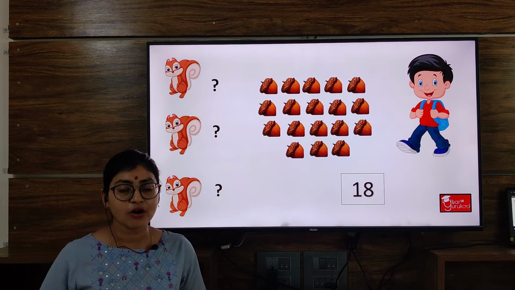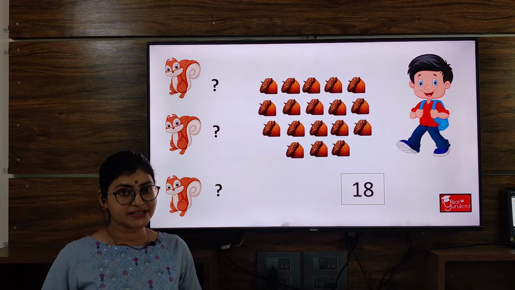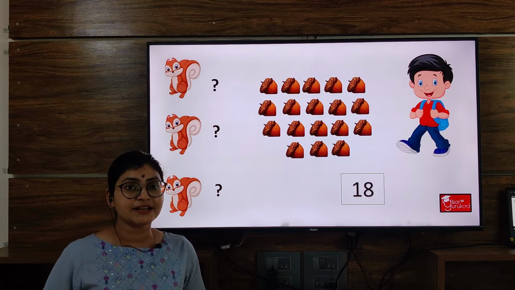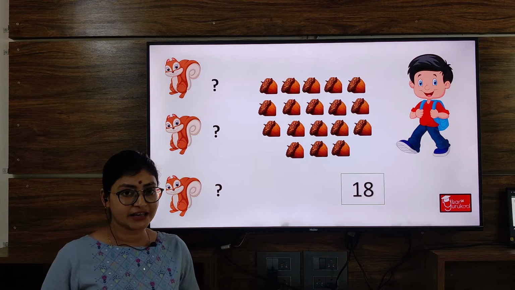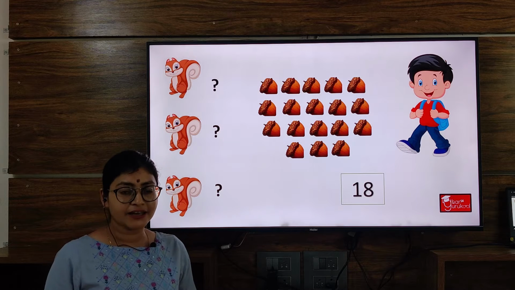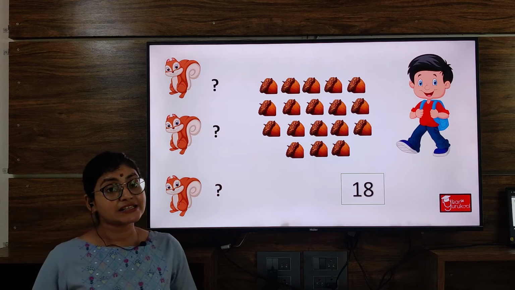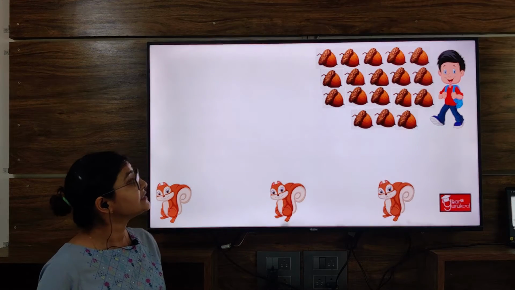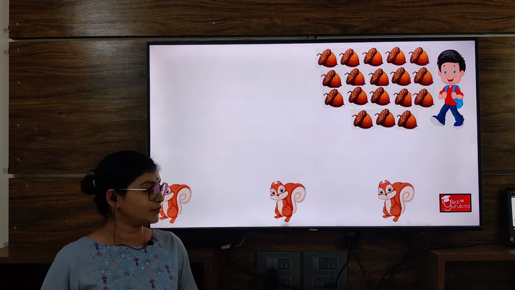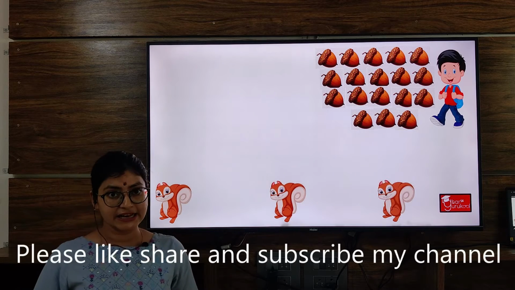Just then he recalled that in the last class of Ghar Se Gurukul, he had learned that through division we can divide a thing equally and fairly among people, right? So that's how he did it. Let's see how he solved the problem. So he had 18 nuts in all.